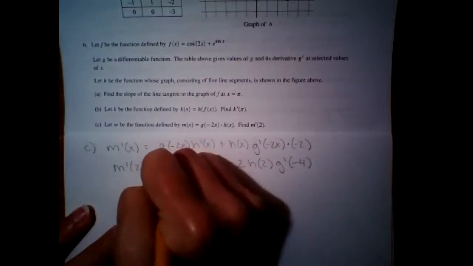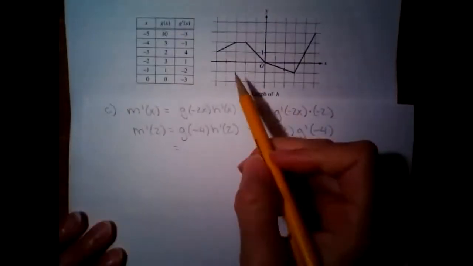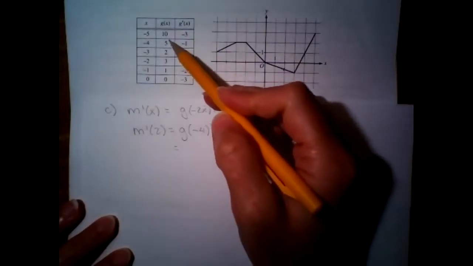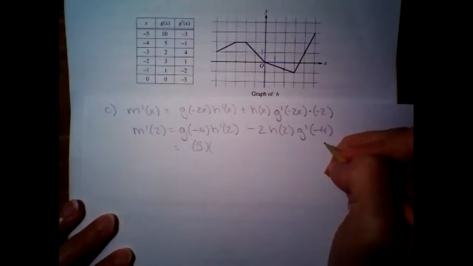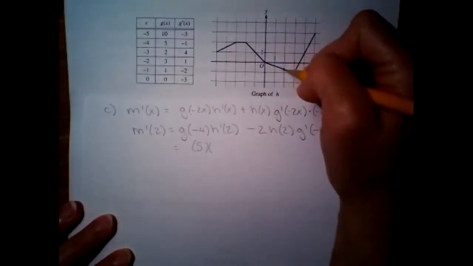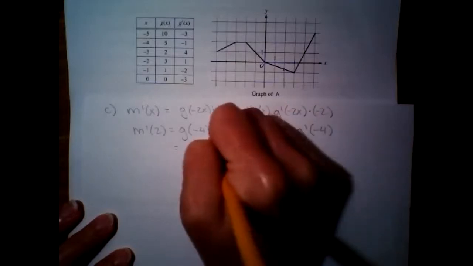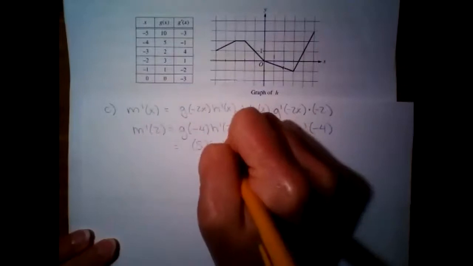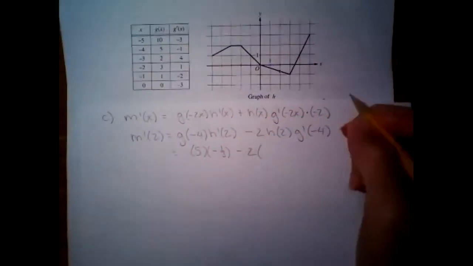All right, so now we got to go find all these. G of negative 4. Let's see, they gave us g in this table. It's like scavenger hunt. You have to find everything. G of negative 4 is 5. And then h prime of 2, we found that already. That's the derivative at 2. We said that was negative 1/3, right? Oops, I wrote a half though. So negative 1/3, and then minus 2 times h of 2.